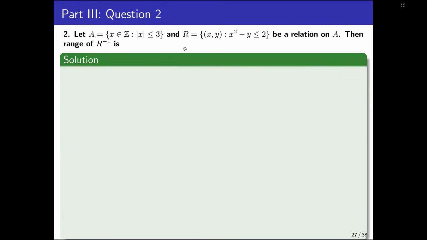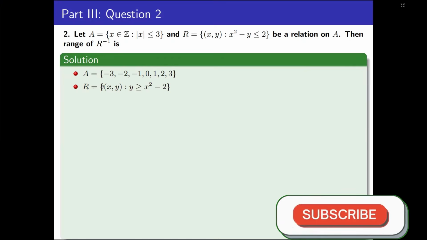We know that here we have the set A and the relation R defined over it, so the domain of the given relation is the range of its inverse. That is, the domain of R inverse is the range of the original relation. The absolute value of x less than or equal to 3 means, since x is an integer, x could be -3, -2, -1, 0, 1, 2, and 3, that is, between -3 and 3 whenever x is an integer.